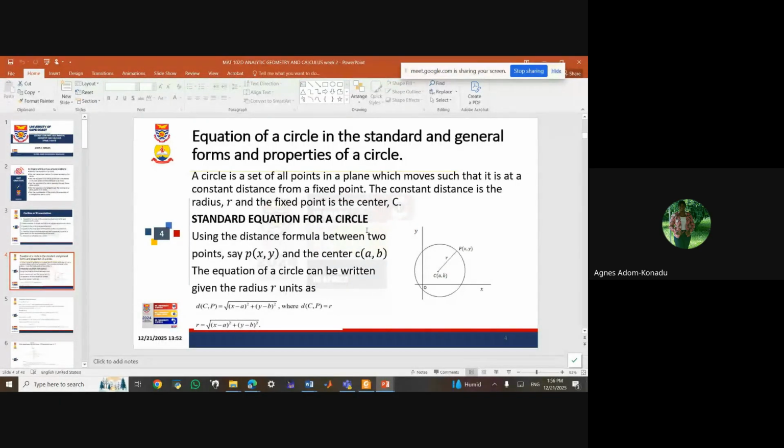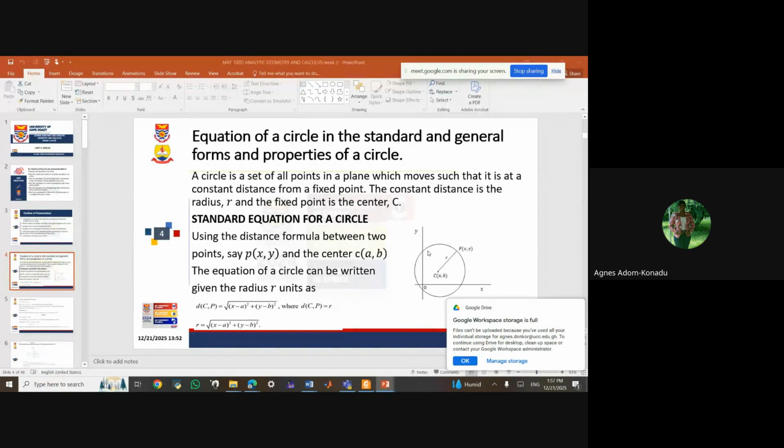So we want to start with the equation of a circle in standard and general form, and then properties of a circle. Okay, so we all know what a circle is. So we always talk about a circle. When we talk about a circle, we say that a circle is a set of all points in a plane which moves such that it is at a constant distance from a fixed point. So you stand here, and wherever you move on this thing that we've drawn here, we call this a circle. When you stand at C, wherever you move to touch the circle, it will be the same distance.